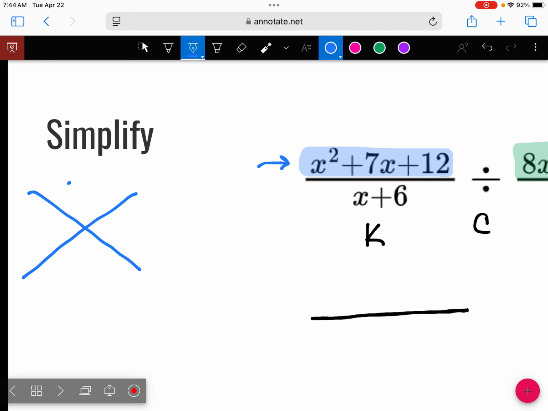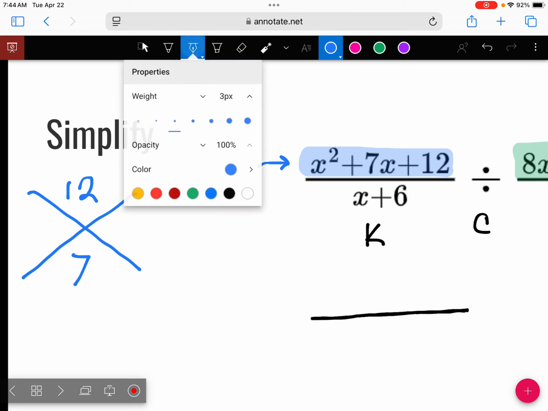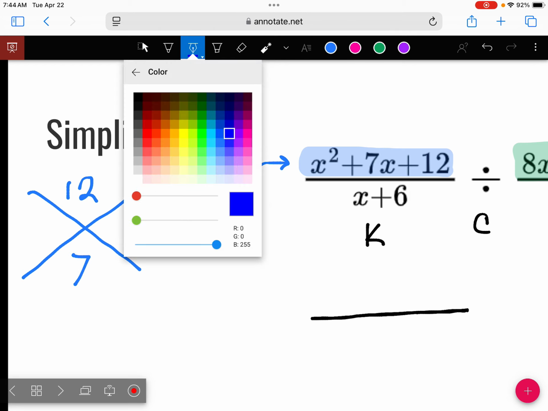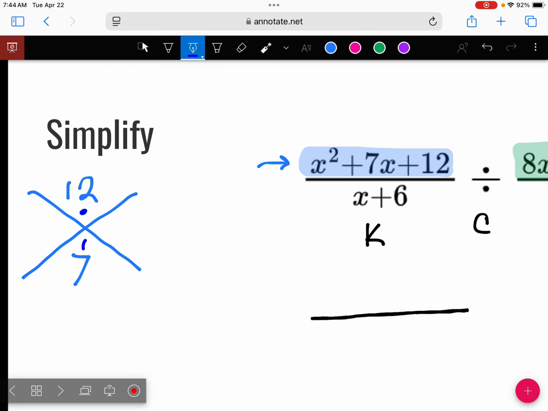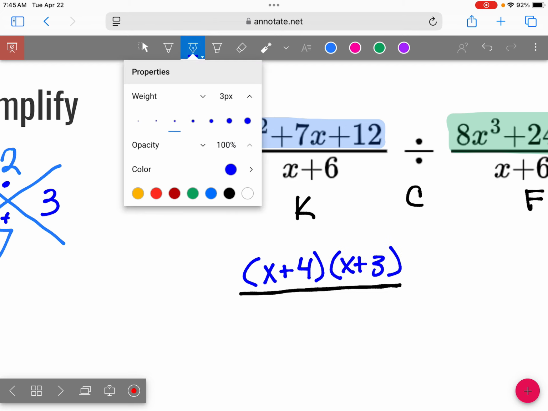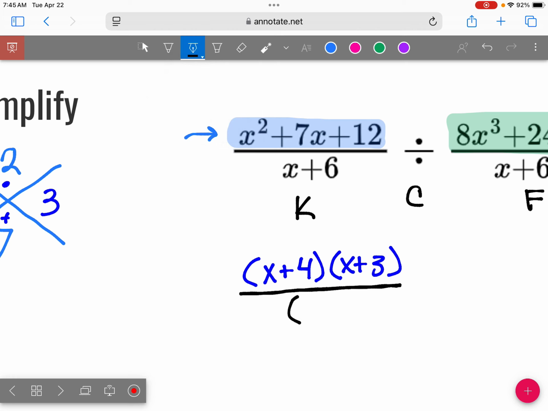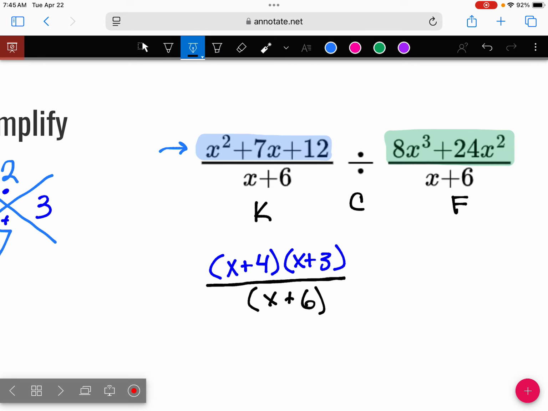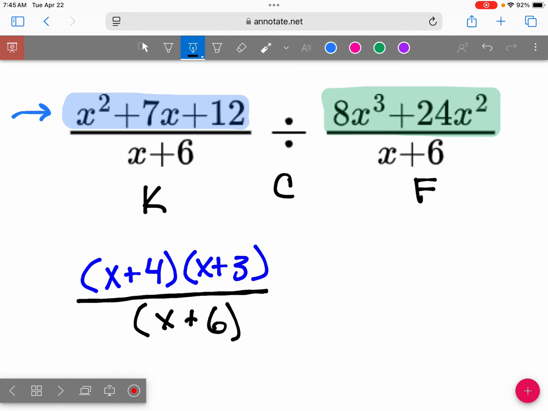So our a times c, our 1 times 12 gives us 12. Our b is 7. What is a pair of numbers that multiplies to make 12 and adds to make 7? 4 and 3. So our factored form here is going to be our x plus 4 and our x plus 3. Our denominator is staying the same. I'm just going to put parentheses around it. Whenever we have a term that is not being squared, that still has addition, put parentheses around it. It will help, I promise.